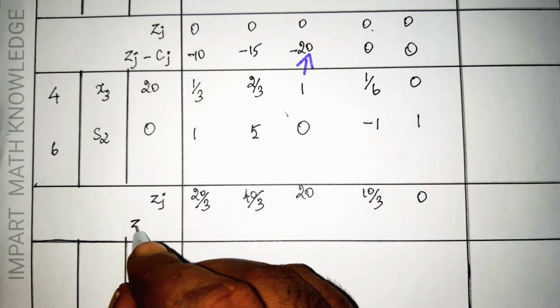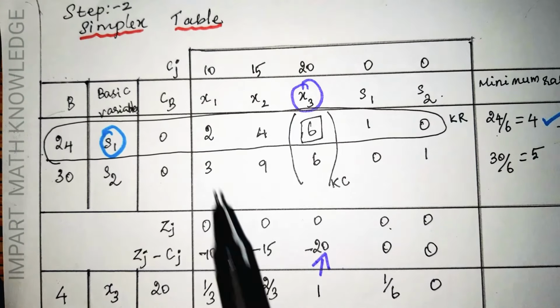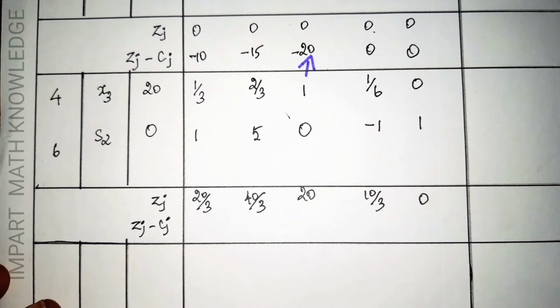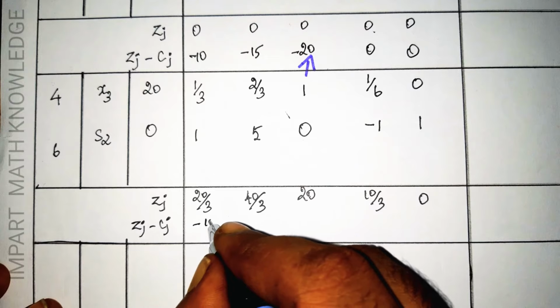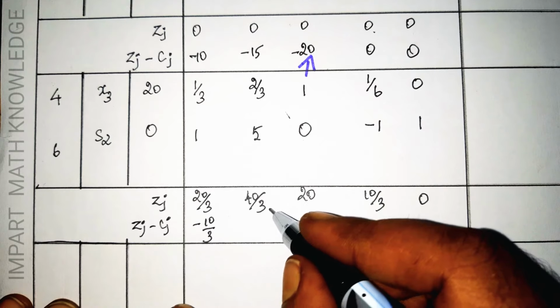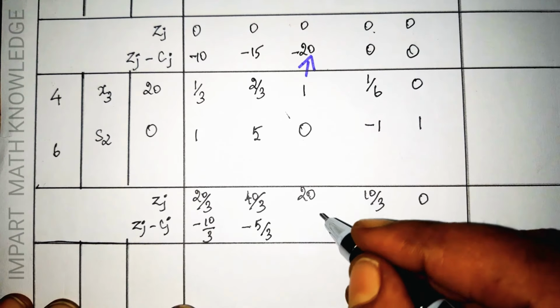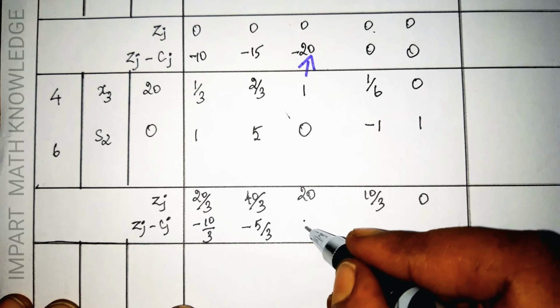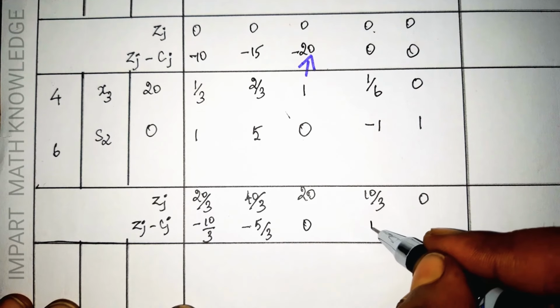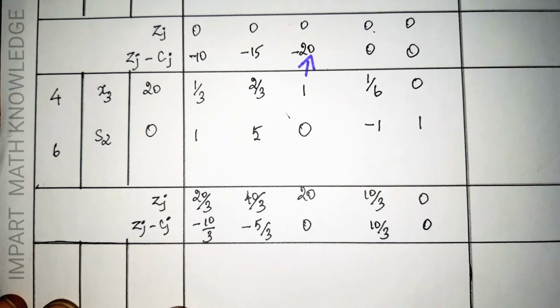Now we have to find ZJ minus CJ. ZJ value is here, CJ value is at the top. You have to subtract these two values. 20 by 3 minus 10 is equal to minus 10 by 3. Then 40 by 3 minus 15 is equal to minus 5 by 3. Then 20 minus 20 is 0. 10 by 3 minus 0 is 10 by 3. 0 minus 0 is 0. Now ZJ minus CJ values are over.